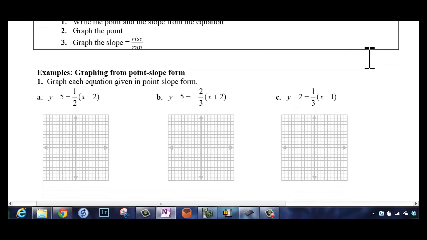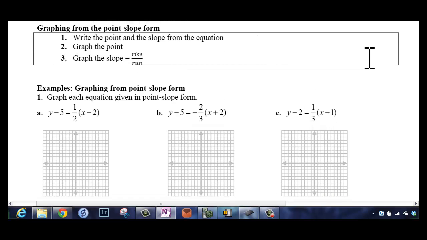First thing I'm going to show you is how to graph from it, although this will be something that we do limited. Rarely will you ever graph from this type of equation, but it's nice to understand how to do it if you were asked to.